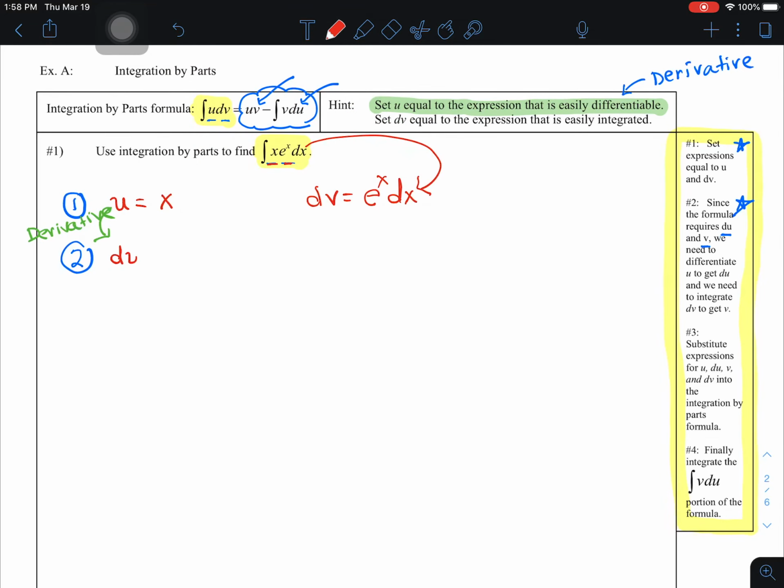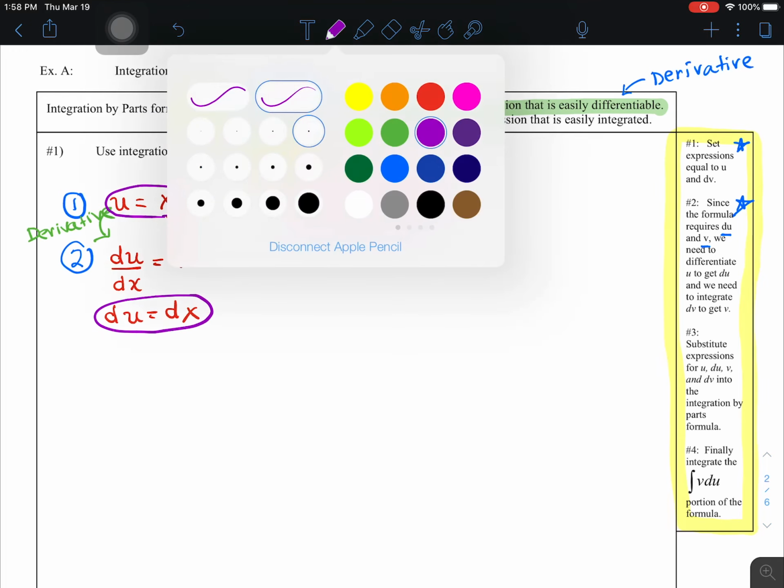So remember, we would take the derivative of that, we would set it equal to du over dx, we would say the derivative of x is 1, and then we would solve for the differential du, which in this example would just be equal to 1 dx, okay? As we find these things, I would encourage you to circle them. So here's what we're saying du equals, okay? Up here we said this is what u equals. Over here we're saying this is what dv equals.